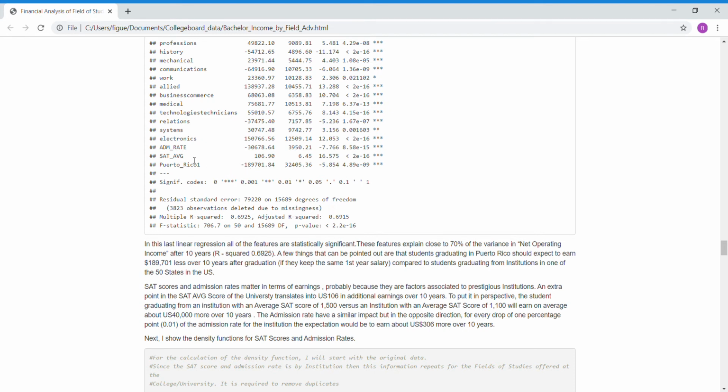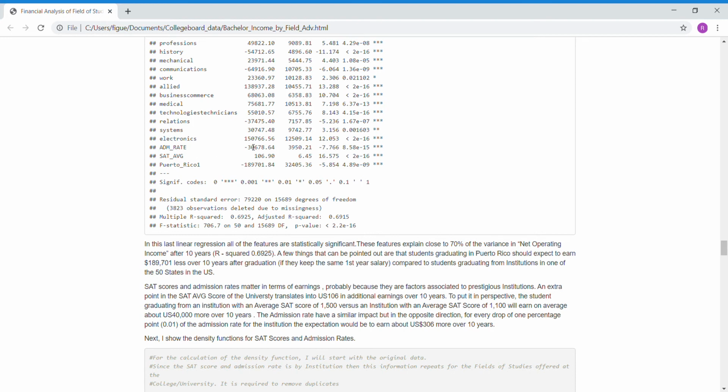The SAT average score for the institution is statistically significant, so for every additional point in the SAT score, the student could expect to make $106 more over 10 years. Well, that's not that much. This admission rate, it seems like a lot of money, but remember that this is measuring percentage points, so 0.01 is 1%.